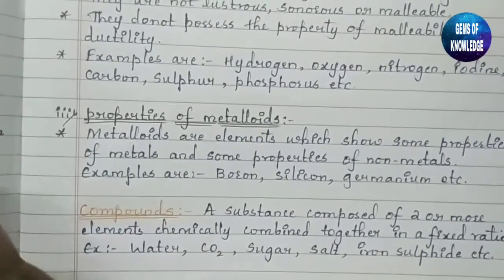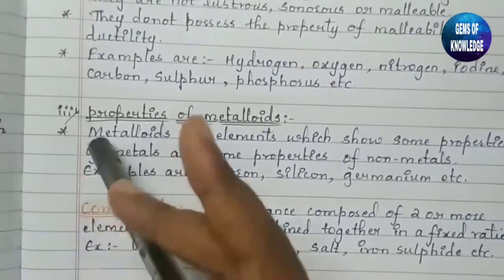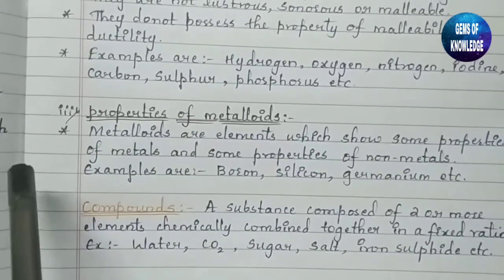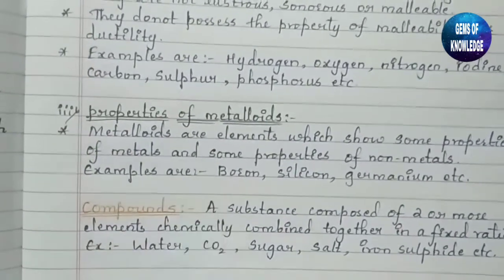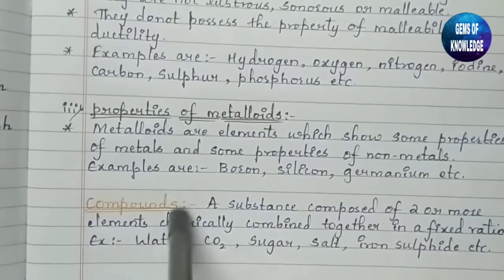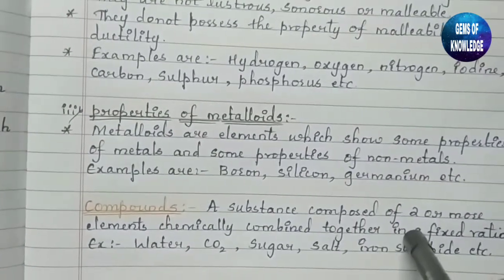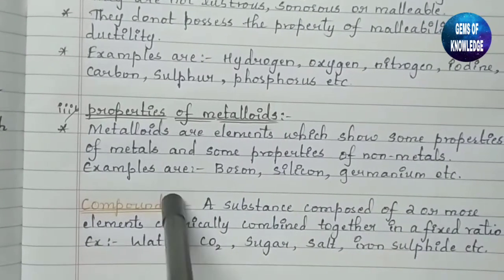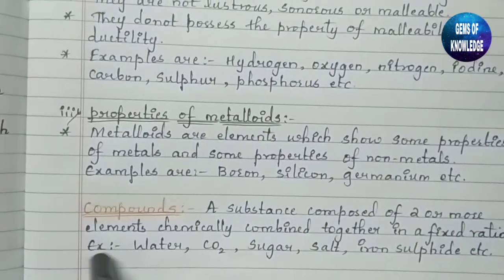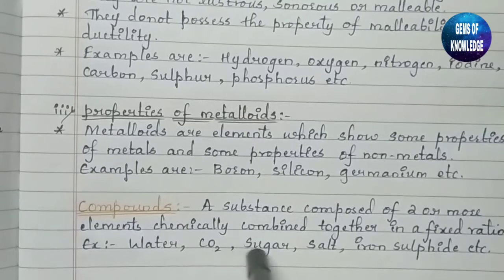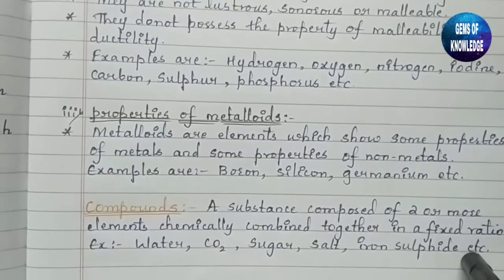We need two atoms of hydrogen and one atom of oxygen, that is a 2:1 ratio. So only when elements are chemically combined together in a fixed ratio are they called compounds. You can see examples here: water, CO2, sugar, salt, iron sulfide, etc.